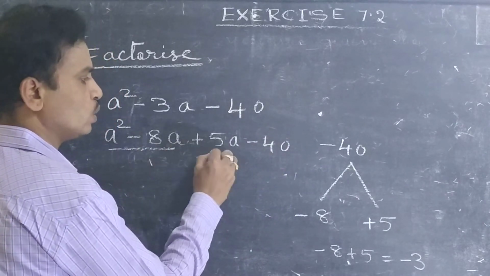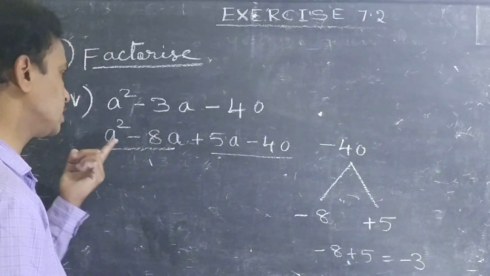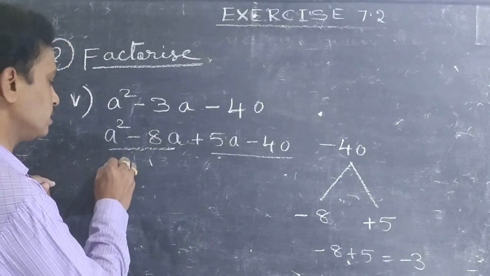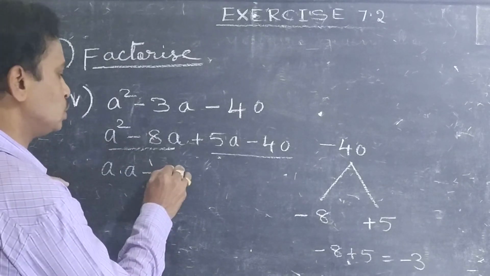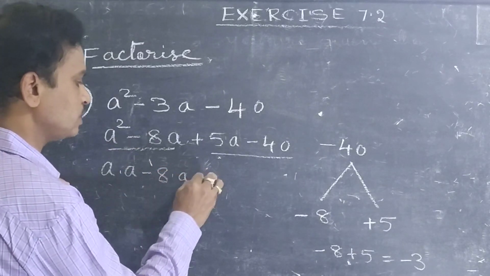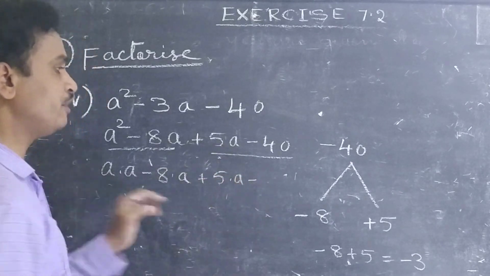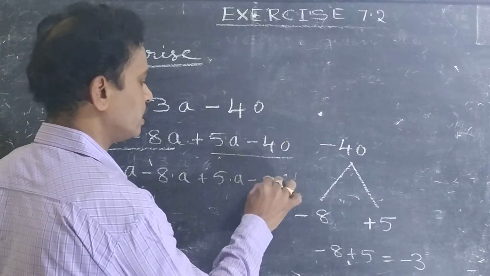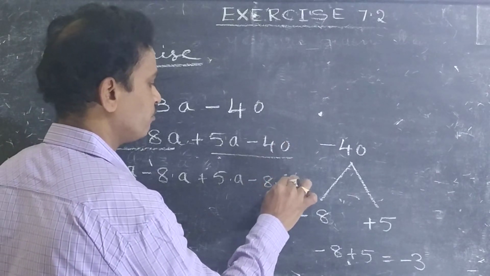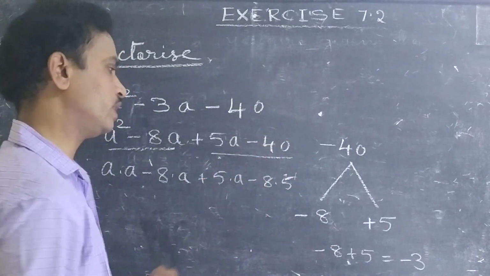So the first two terms are one group, the last two terms are the second group. Again we should expand this. A square can be written as a into a, minus 8 into a, plus 5 into a, minus 8 5s are 40. We write 8 5s are 40, not 8.5.